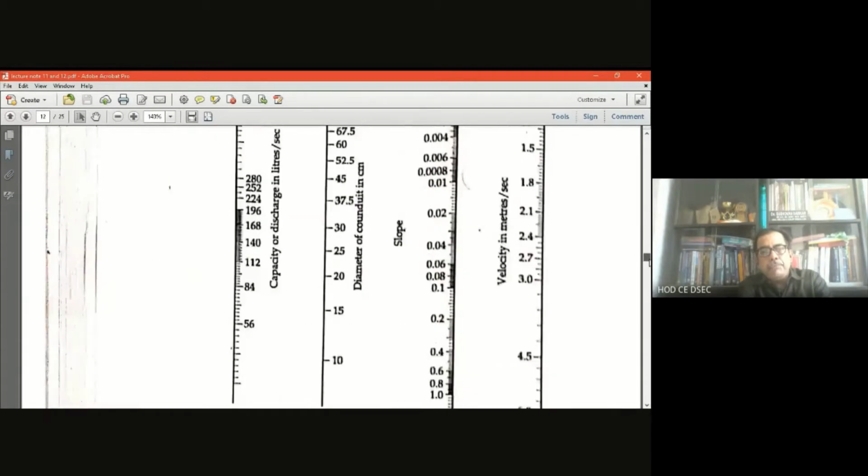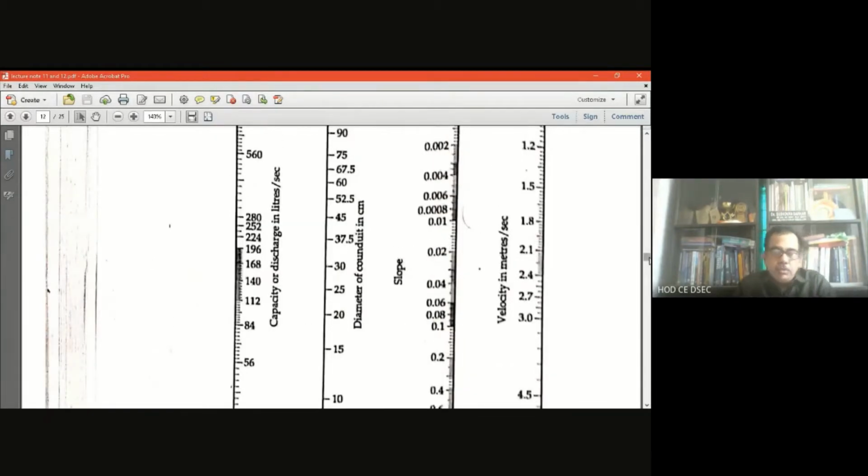To get values from these nomograms, you have to know a minimum of two values, because to draw a straight line you need 2 points. Suppose you know the diameter as well as the slope, so 2 points are there. Joining these two points with a straight line and extending it in both directions, it will cut the other scales. That means the remaining 2 parameters can be found out from this nomogram. That is the basic utility of this nomogram.